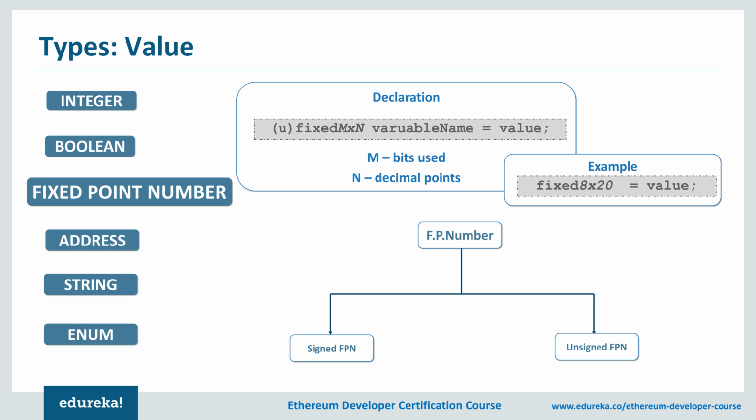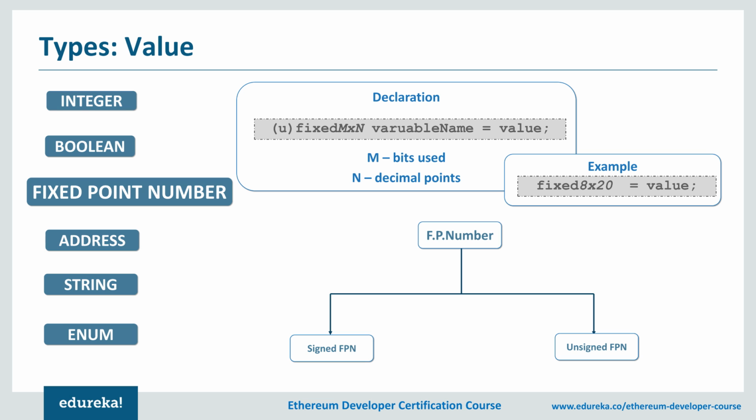Fixed point numbers are not fully supported by Solidity yet. They can be declared, but cannot be assigned to or from. Signed and unsigned fixed point numbers are of various sizes. The keyword uFixed followed by m cross n, where m represents the number of bits taken by the type, and n represents the number of decimal points that are available.